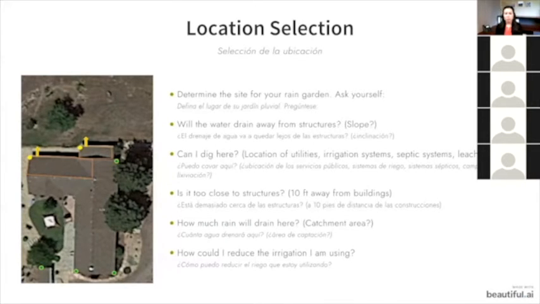Another consideration is how much rain will drain here. What is the catchment area of the site that you have selected? And how could I reduce the irrigation that I'm doing to this location if I were to install a rain garden?